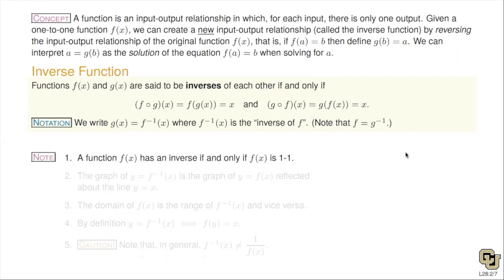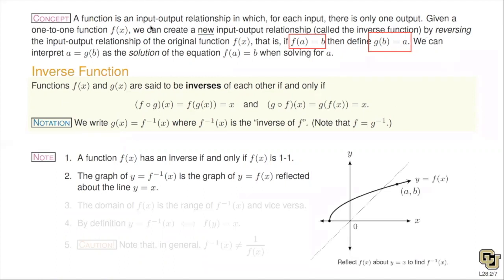So as I mentioned, a function has an inverse if and only if it's one-to-one. This is because for every input, we need a unique output, and only one-to-one functions have this property where you can reverse it. The graph of f inverse is just the graph of f of x reflected about the line y equal to x. We're literally saying if a comma b is on the graph of f, then by definition, the opposite b comma a will be on the graph of the inverse. So we're literally just reversing it.